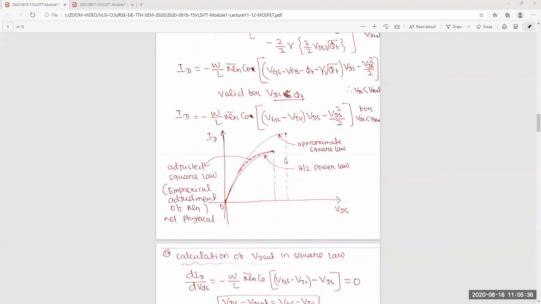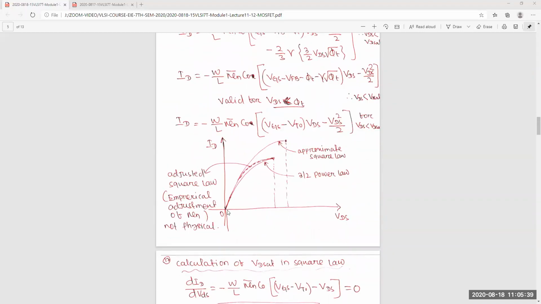Finally, by doing some adjustment, we are getting the same type of thing in square law. Here this is the adjusted square law, the dotted portion. This is the approximate square law. This is the real 3/2 power law curve, and this is the adjusted square law. So you can see the threshold voltage is the same, the same type of shape, only a very little difference. That will not affect the current much. Okay, sir, got it.